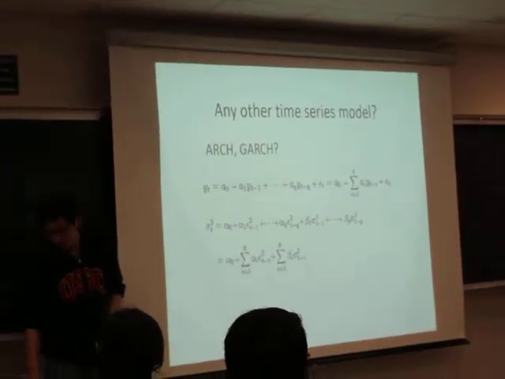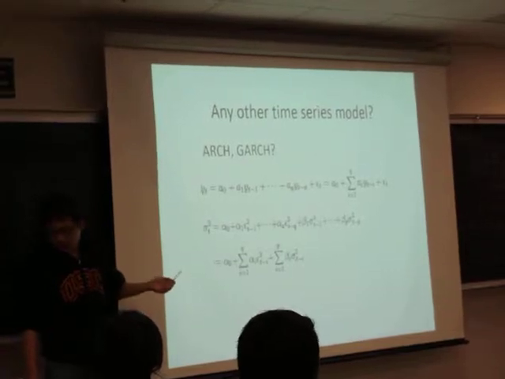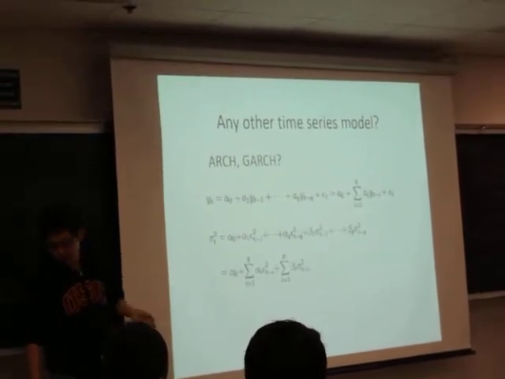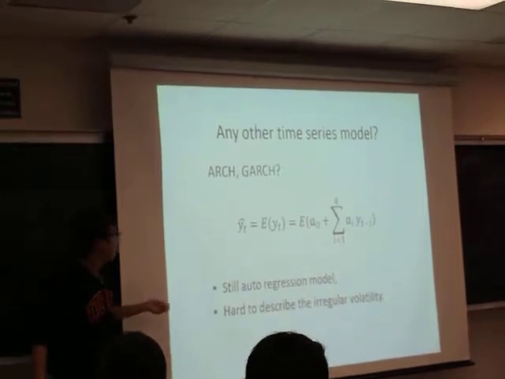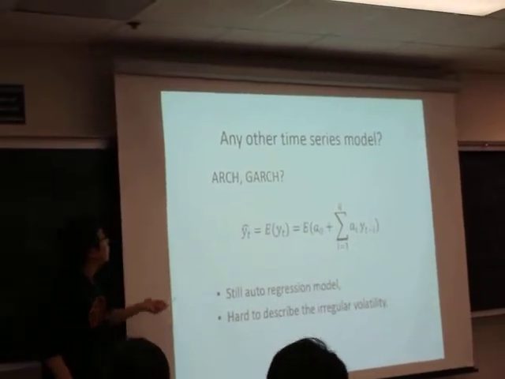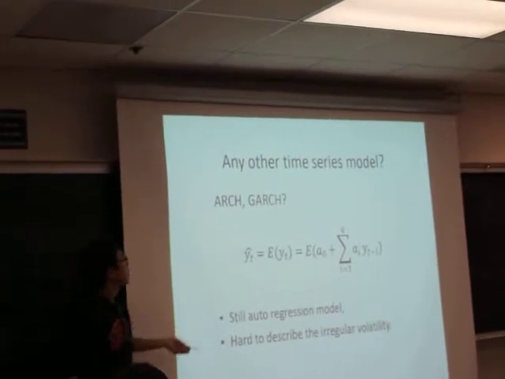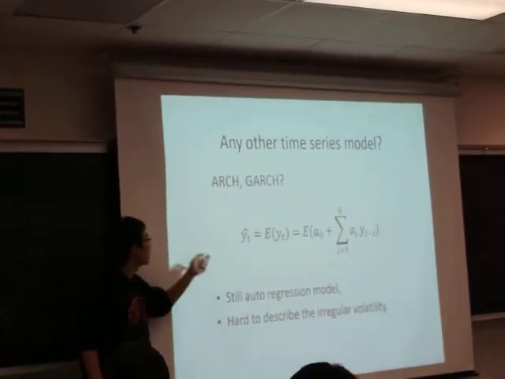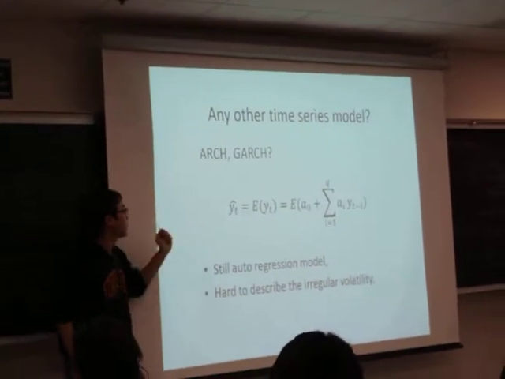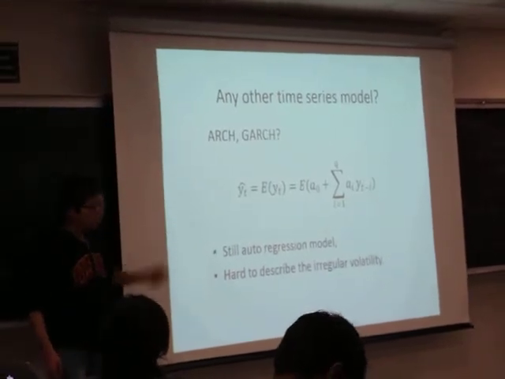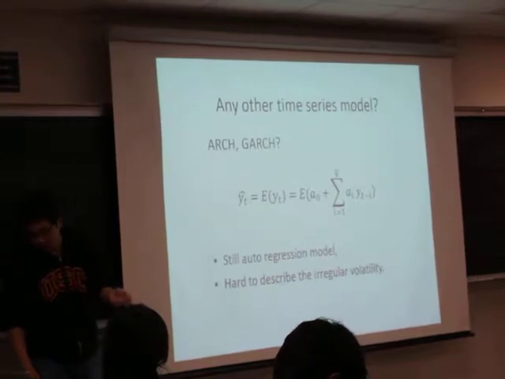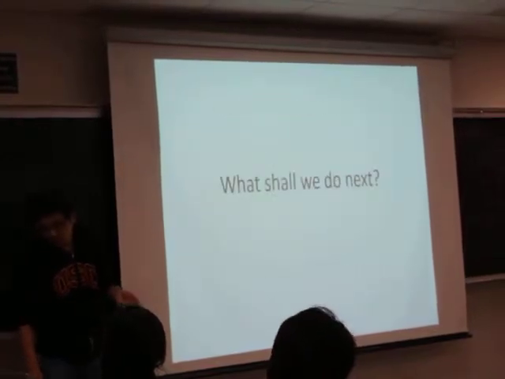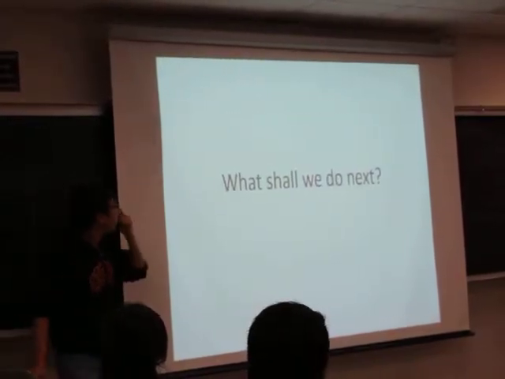So can we use other models like ARCH or GARCH? The answer is no, because they are still autoregressive models. If we do the prediction, we take the expectation, and it will be the same as ARMA and autoregression. They cannot handle the irregular volatility in the stock price. So what should we do next?